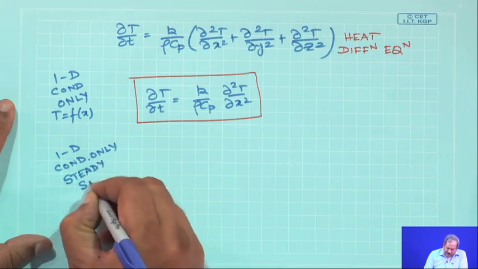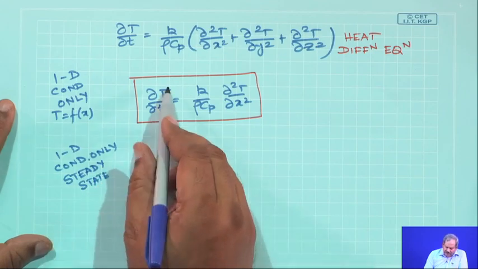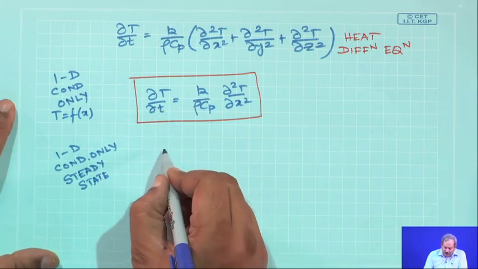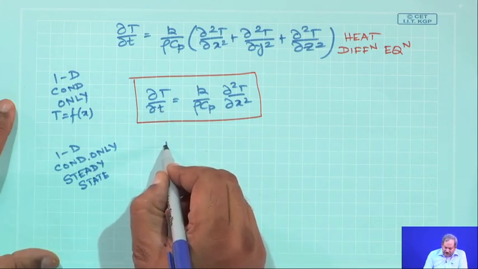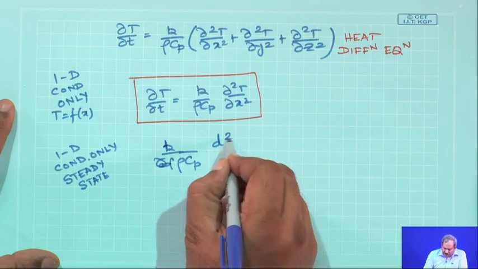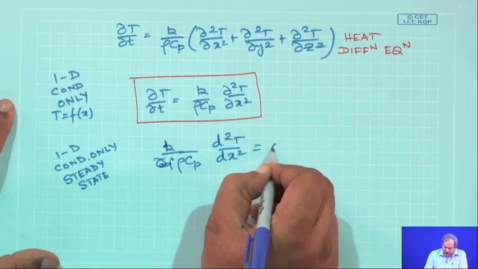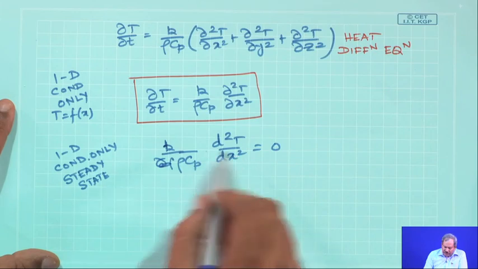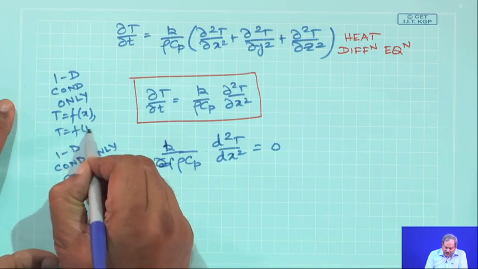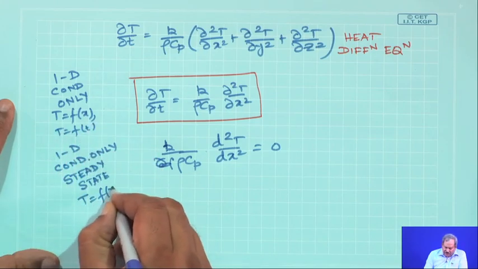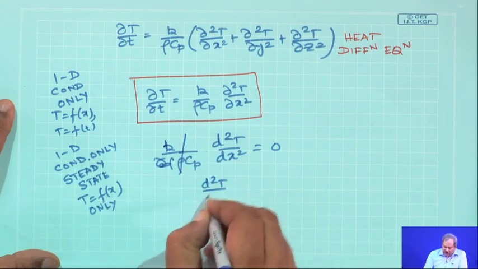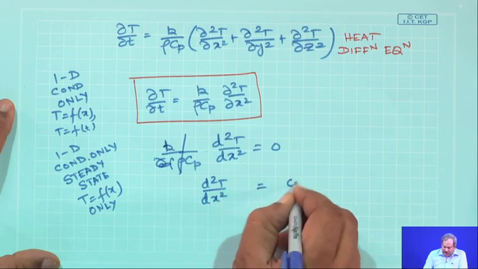So, if it is a steady state case, then the temperature is a function only of x, it is not a function of time. So, what you have then is K by rho Cp times d2 T dx square to be equal to 0. Temperature is a function of x only. So, this can be cancelled, and what I have then is d2 T dx square is equal to 0.